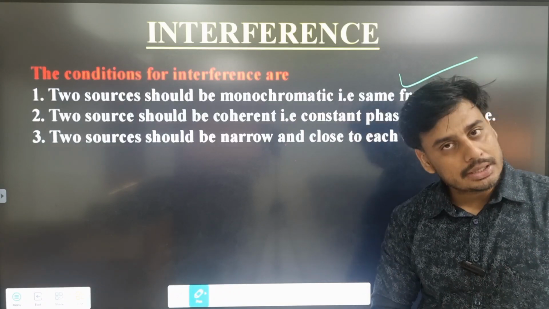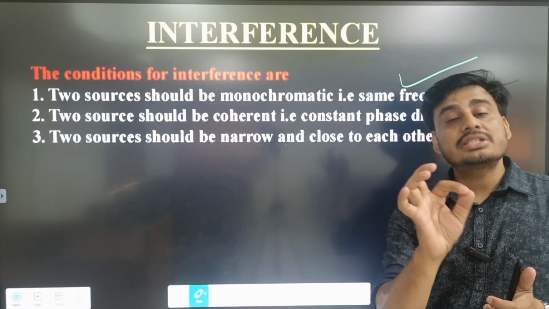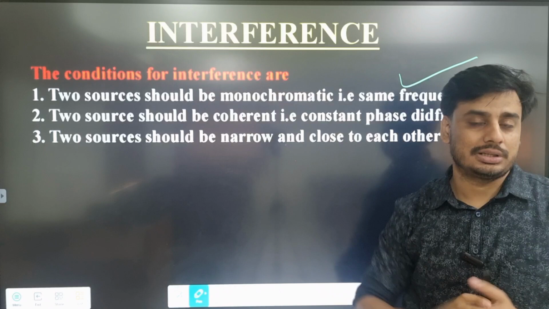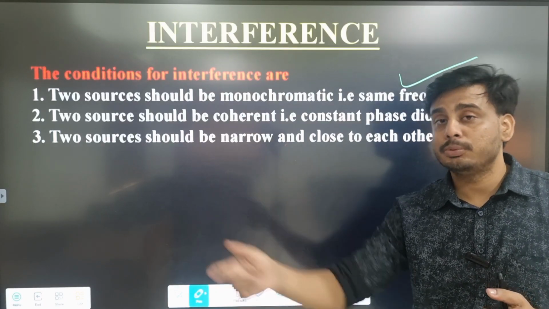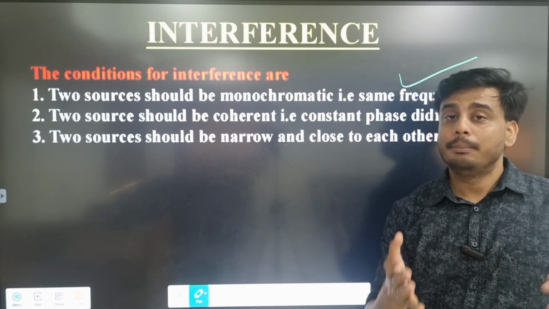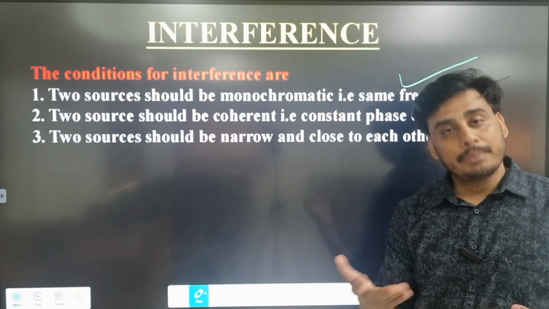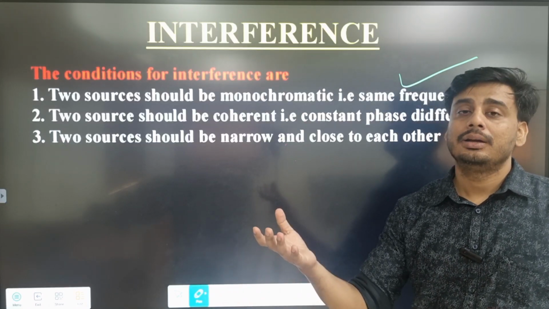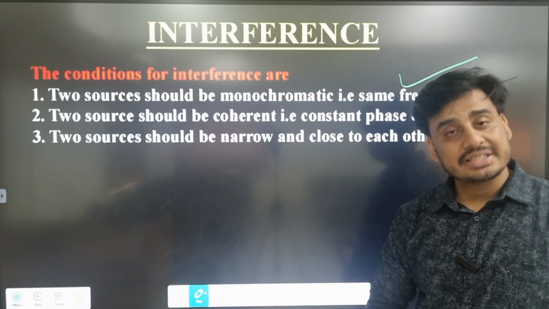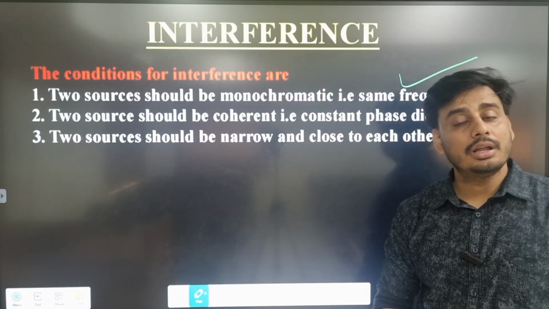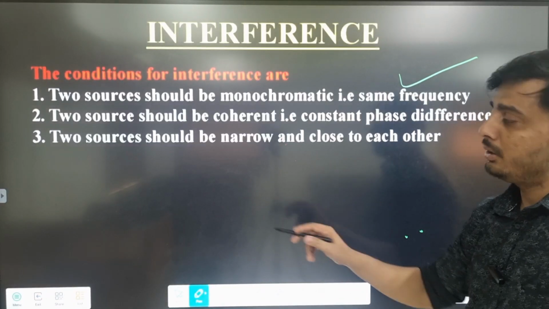So coherent means what? That both sources must have a constant phase difference throughout the motion, throughout the overlapping, throughout the superposition. Both waves must have a constant phase difference. It may be 0, maybe pi by 2, maybe pi by 5, maybe pi by 4, maybe pi, whatever the phase difference may be, it must remain the same throughout the motion. Clear my point? So we understand that, and two sources should be narrow and close to each other.